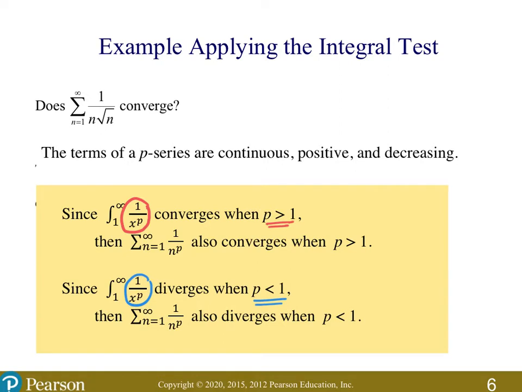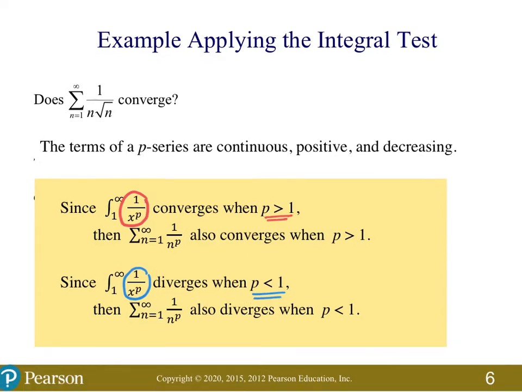So this is a special case. It's kind of a generalization. You can prove each of these with the integral test. The integral of 1 over x to the p will always converge if the power is greater than 1. The integral of 1 over x to the p will always diverge if the power is less than 1.